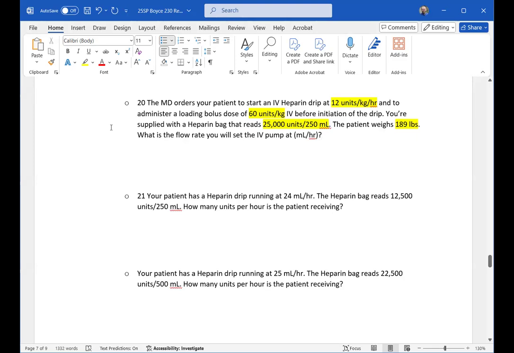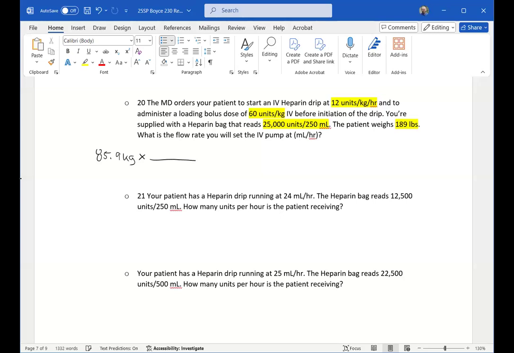So I'm going to take my patient's weight. It's 189 pounds, and I'm just going to convert that to kilograms. I'm just going to do that right on my calculator. I'm not going to write anything out. So 189 divided by 2.2 gives me 85.9 kilograms.